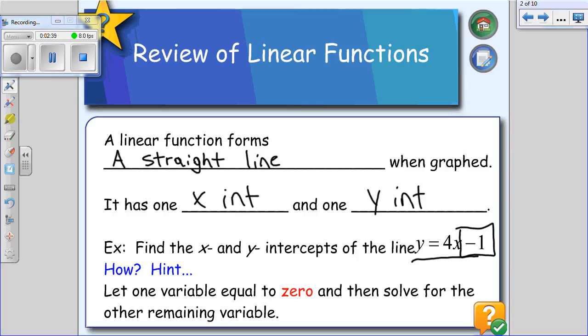Let's look for the other one, the x-intercept. If you want the x-intercept, make y 0. So you have 0 equals 4x minus 1. And then isolate for x. Move 1 to the other side, and then divide by 4. 1/4 equals x. That would be your x-intercept.